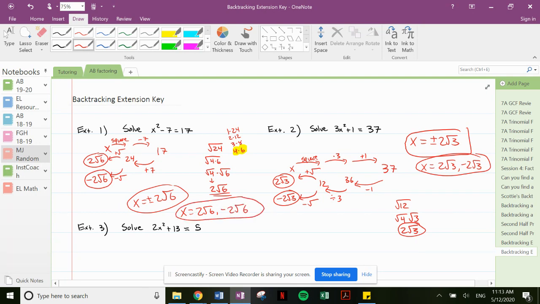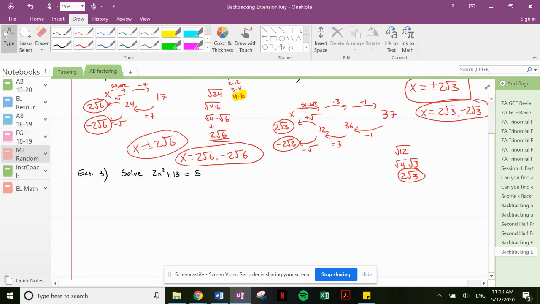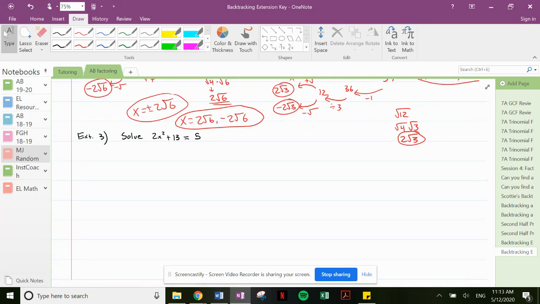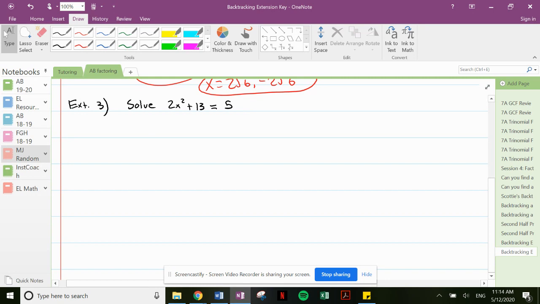All right, let's do the third one here. This one is actually a little bit quicker and easier than the first two. So we need to solve 2x squared plus 13 equals 5. So we start with x. It gets squared. Then it gets multiplied by 2. And then we add 13. And we arrive at 5. So traveling backwards now, subtract 13. That gives me negative 8. Divide by 2. That gives me negative 4.